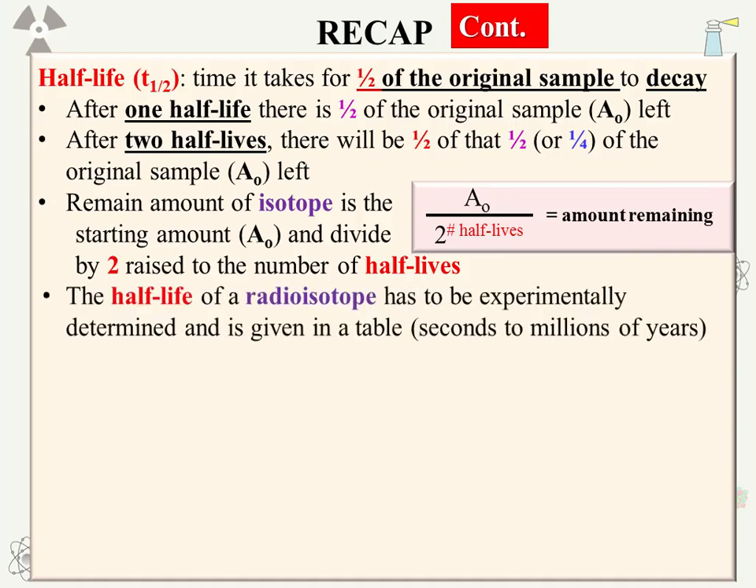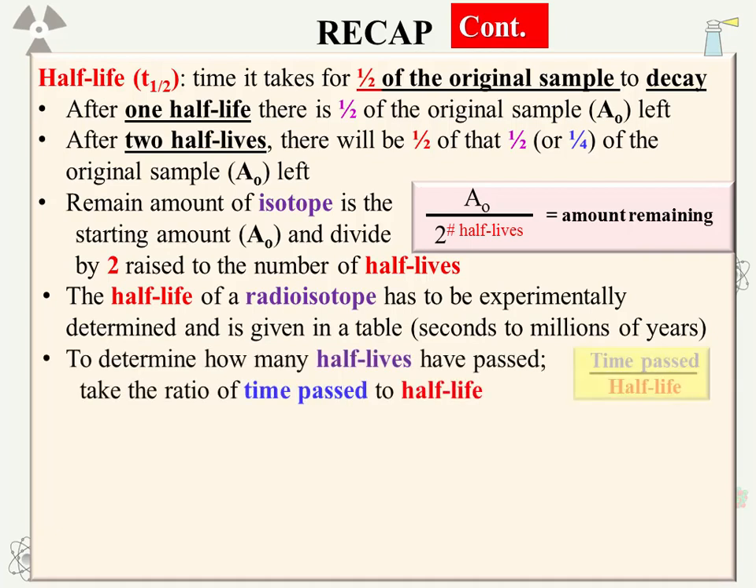The half-life of a radioisotope has to be experimentally determined and is given in a table. The range of half-lives goes from seconds for really unstable radioisotopes to millions of years for very stable isotopes. To determine how many half-lives have passed, take the ratio of time passed to half-life of the isotope. Sometimes that is a whole number, and sometimes it is not.